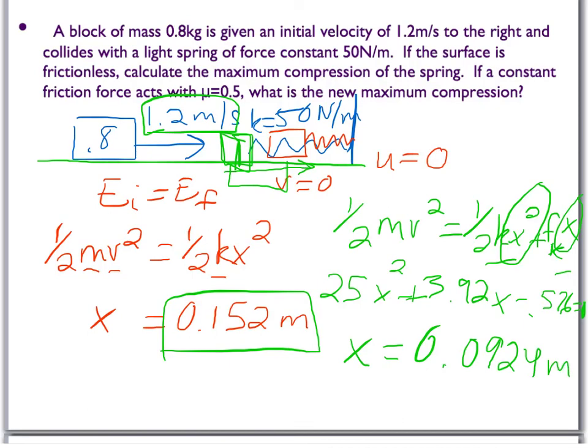Notice that the amount that we get for x in the case with friction is less than the maximum compression without friction, which absolutely makes sense. When you have friction there sucking up some of that energy and turning it into heat, then the block is not going to compress that spring as much.